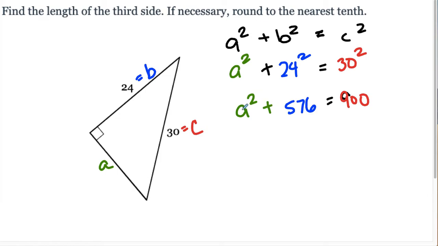Again, at this point, I'm going to figure out what A is. So I'm going to take out the 576 by subtraction.